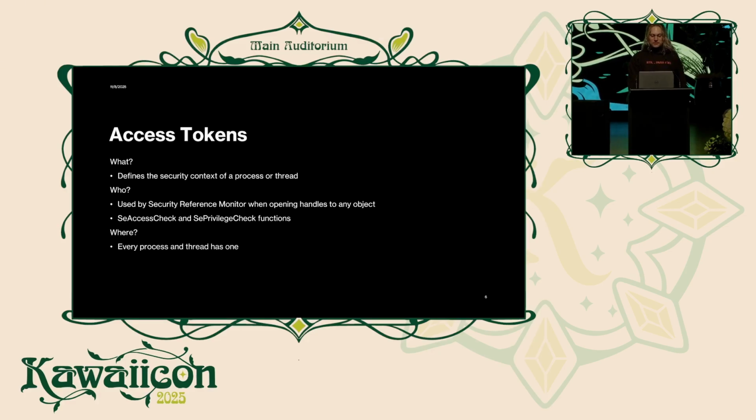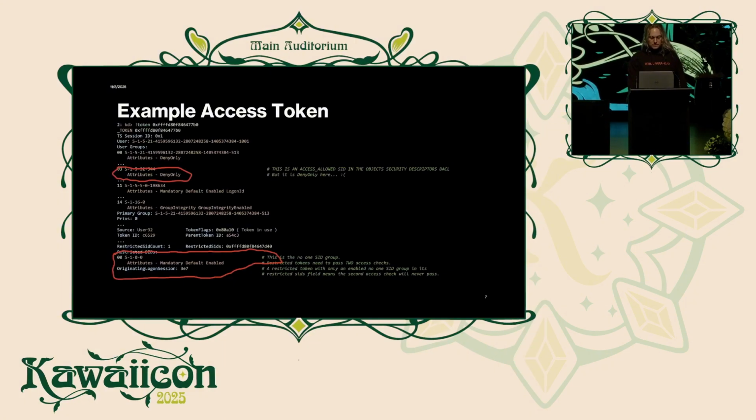Where can you find these? Well, every process and thread has one. And why do we care? It's because they detail what this thread or token should have access to from the object manager.